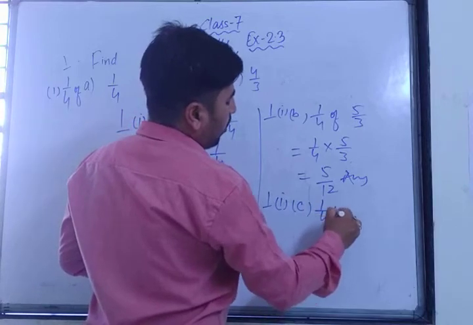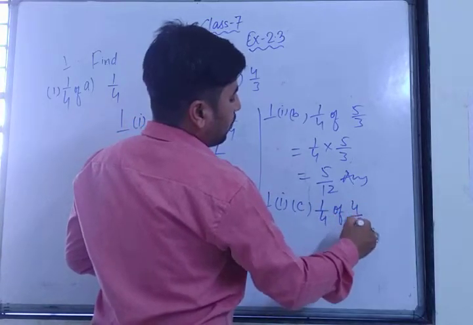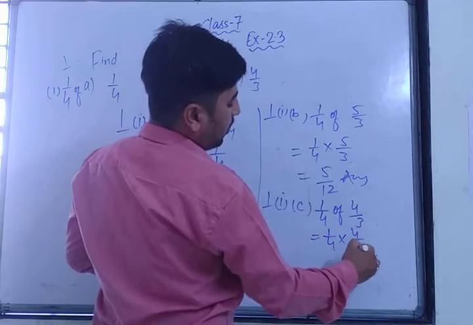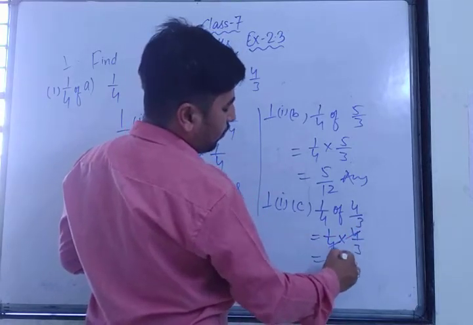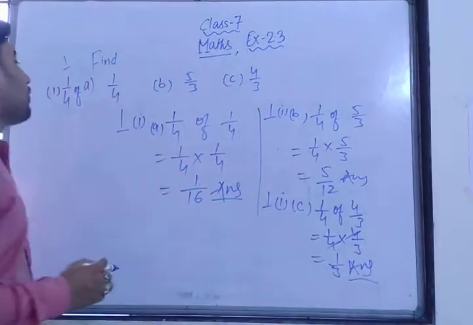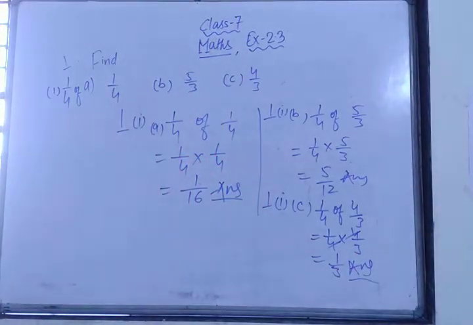1 by 4 of 4 by 3. What is the meaning of of? Of means multiply. 1 by 4 into 4 by 3. 4 4 cancel. 1 by 3 is the answer. So this was our question number 1, in which we have to find 1 by 4 of 1 by 4, 5 by 3 and 4 by 3. I hope all of you have understood.